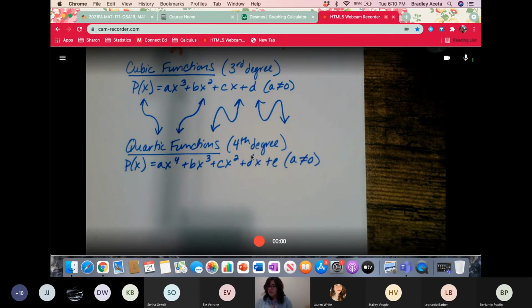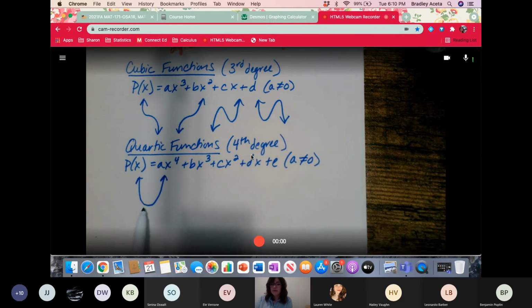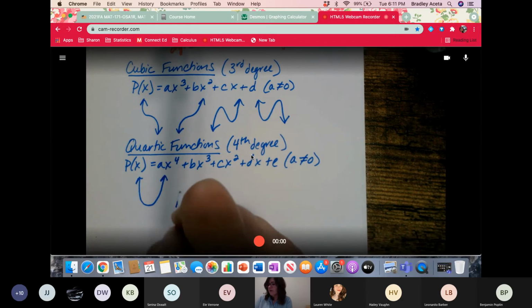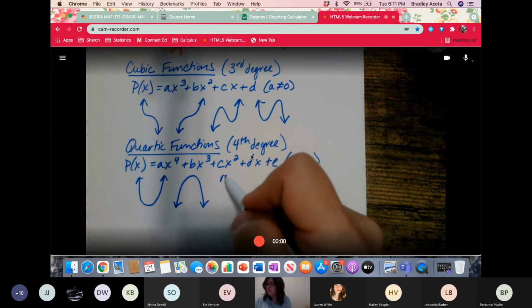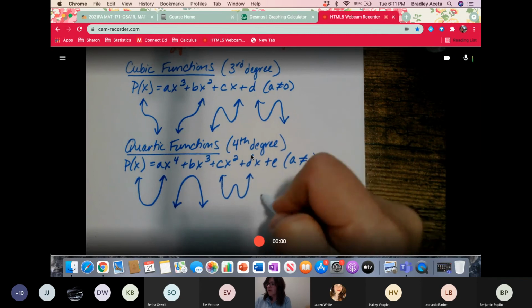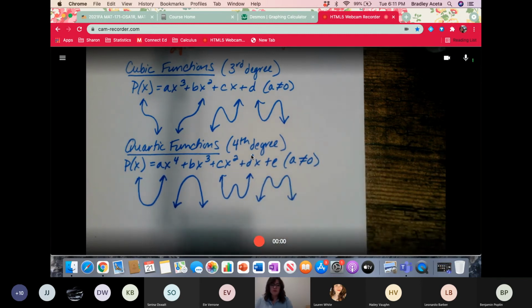So quartic functions are kind of funny looking too. They look like a parabola. Surprisingly enough, they have this long exaggerated part right here, and it might go the other way. My favorite kind of quartic functions are the ones that look like W's, like that, or M's. And those are quartics.